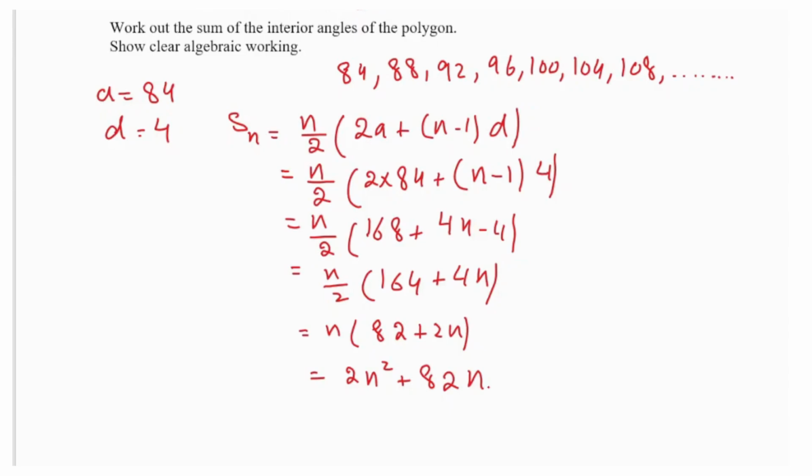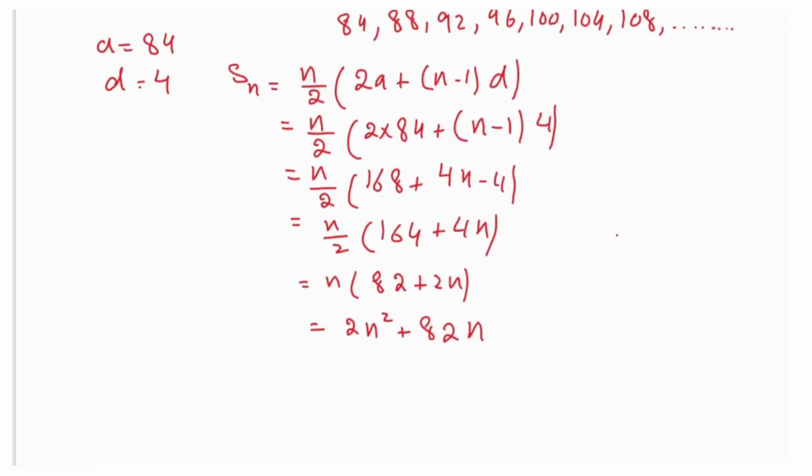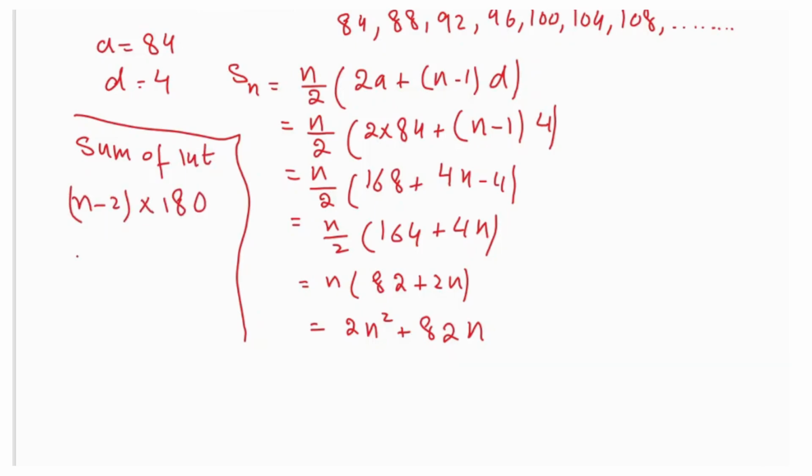But we have been given another thing, the polygon. What's the formula to find the sum of the interior angles of a polygon? You know the formula. Let's write down the sum of the interior angles. The sum of interior angles of a polygon is equal to n minus 2 times 180. If you simplify this, you will get 180n minus 360.